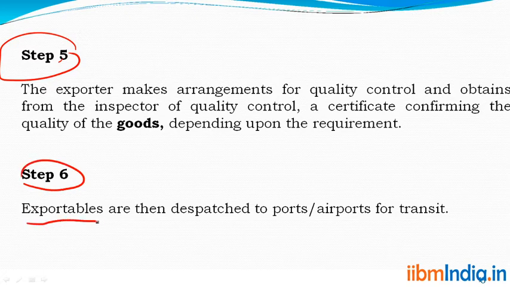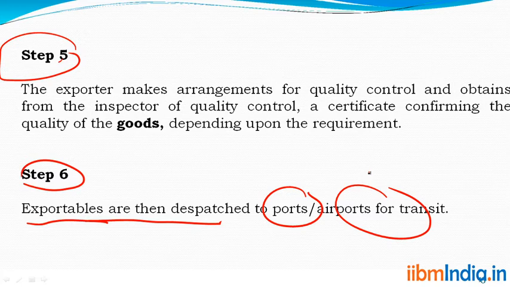Step 6, exportables are then dispatched to the port for transit. Once you have received the quality certificate from the quality controller, finally exportable goods are dispatched to the ports, whether you are choosing the sea route or the air route, depending on the product and the service. If the product is high value, low volume, then you can choose the air route. If the product is low price but high volume, then you have to choose the sea route. Depending on the product, you have to choose the mode of transport.